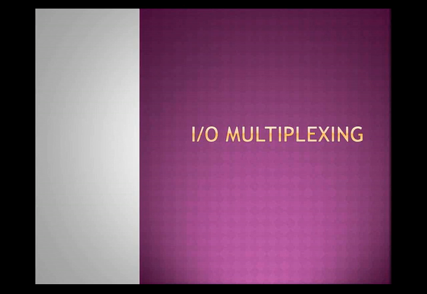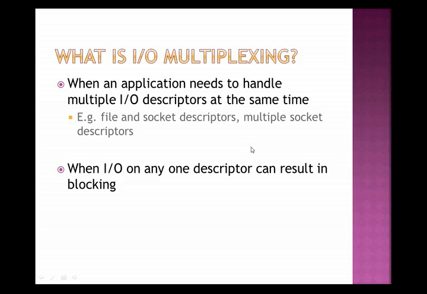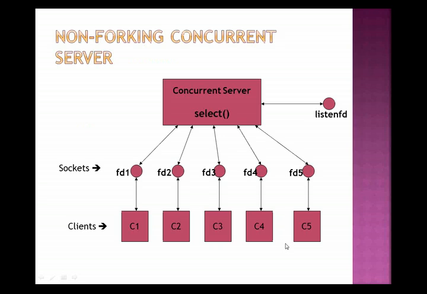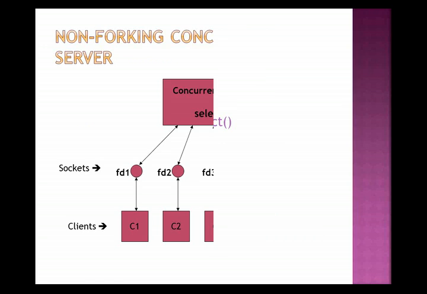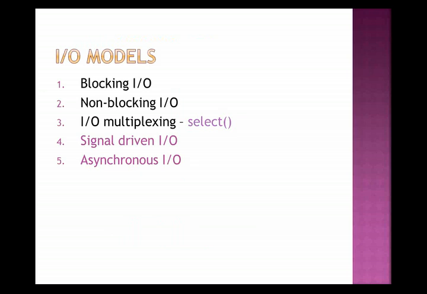Then the next topic we discussed is concurrent programming with input-output multiplexing. What is input-output multiplexing? When an application needs to handle more than one input-output descriptor, that is known as input-output multiplexing. This is a non-forking concurrent server. There is a function that is used, the select function.